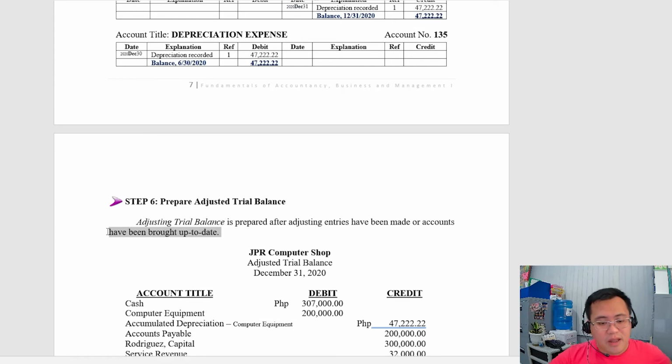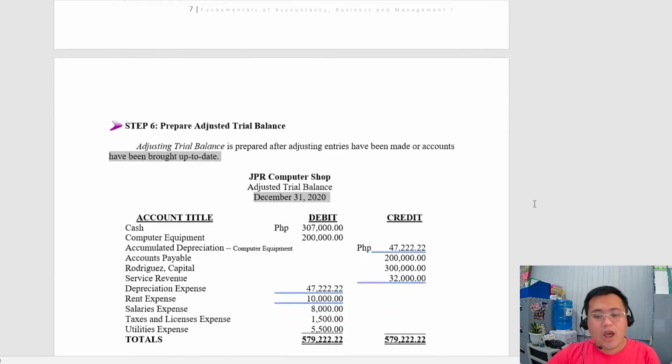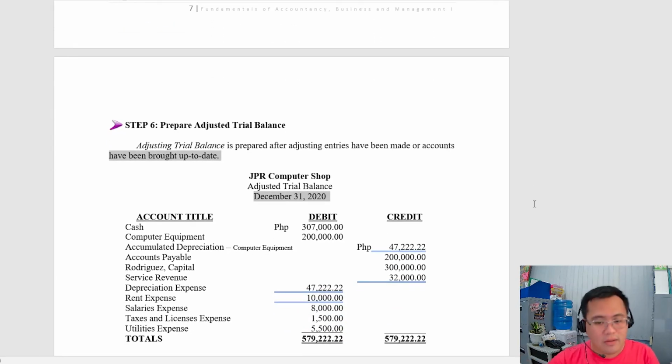Brought up to date means you were able to adjust the accounts up to that certain date. For our instance, at the end of the year, December 31, 2020, we are trying to reflect the true amount of these accounts as of December 31, 2020. So for the cash, the same. Since we have not adjusted our cash and computer equipment accounts to salary expense accounts, what we adjusted are only the prepaid rent, the prepaid expense, the accumulated depreciation and depreciation expense.